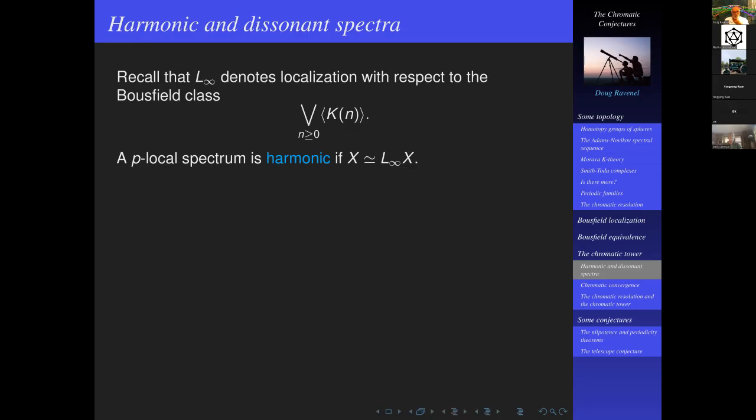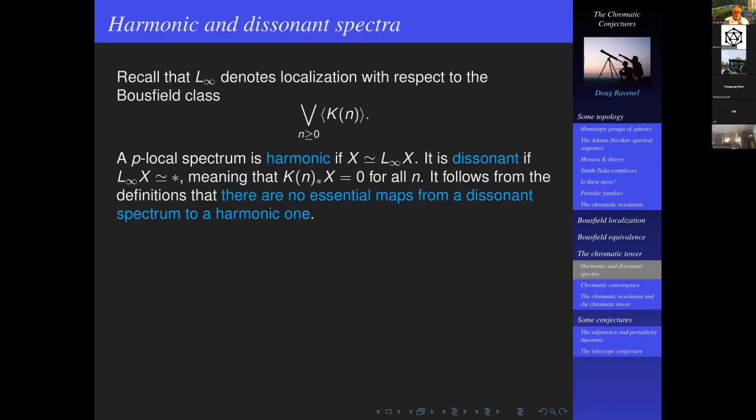Now, a p-local spectrum is said to be harmonic if X is equivalent to L infinity of X, and it's dissonant if L infinity of X is contractible. So that means that a spectrum is dissonant if all the Morava K theories vanish on it. It follows from the definitions that there are no essential maps from a dissonant spectrum to a harmonic one. One example of a dissonant spectrum is the mod P Eilenberg-MacLane spectrum.